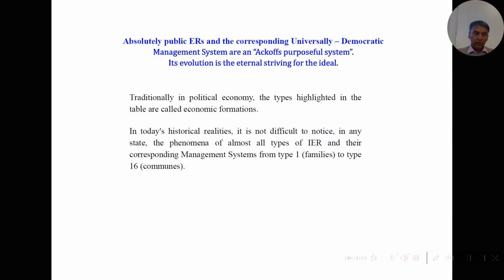It is interesting to know that absolutely public economic relations and the corresponding universally democratic management system are a purposeful system. Its evolution is the eternal striving for the ideal. Traditionally, in political economy, the types highlighted in the table, those 16 types, are called formations. In today's historical realities, it is not difficult to notice in any state the phenomena of almost all types of initial forms of economic relations and their corresponding management systems, from type 1, for example, families, to type 16, communes, or, for example, in Israel, kibbutz.